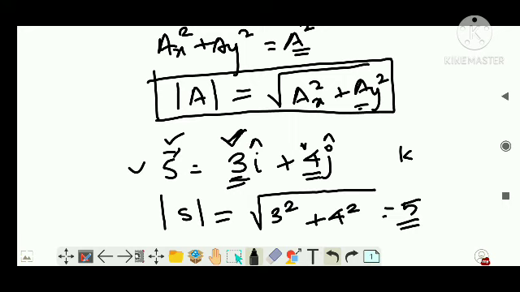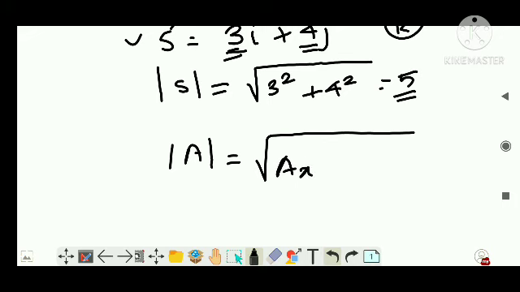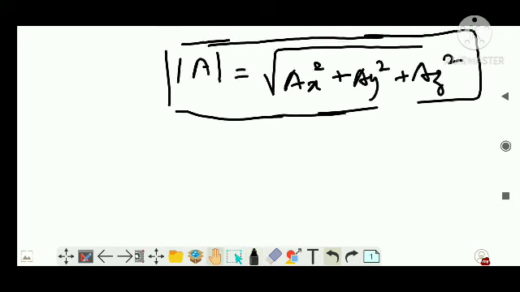So I told you about k, right? If in place of x and y there is an additional coordinate z, then the magnitude of a should be written as root of ax squared plus ay squared plus az squared. Keep that in mind if there are 3 components. Clear? Right. Now let's move on with the figure, guys.